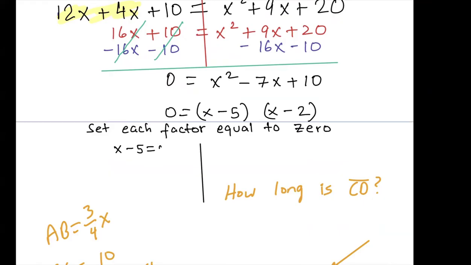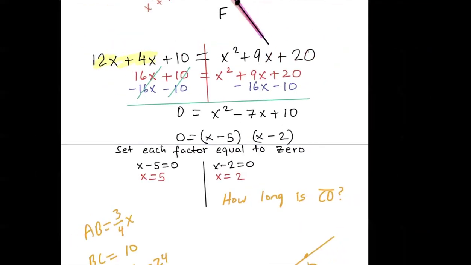X minus 5 is 0. X minus 2 is 0. When x minus 5 is 0, that means x is equal to 5. And here x is equal to 2. Now we have to check which answer makes sense. Both of them cannot be correct. How do we check?